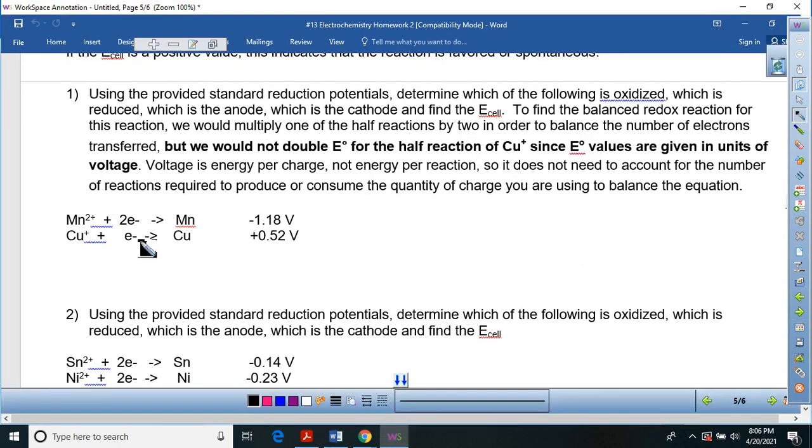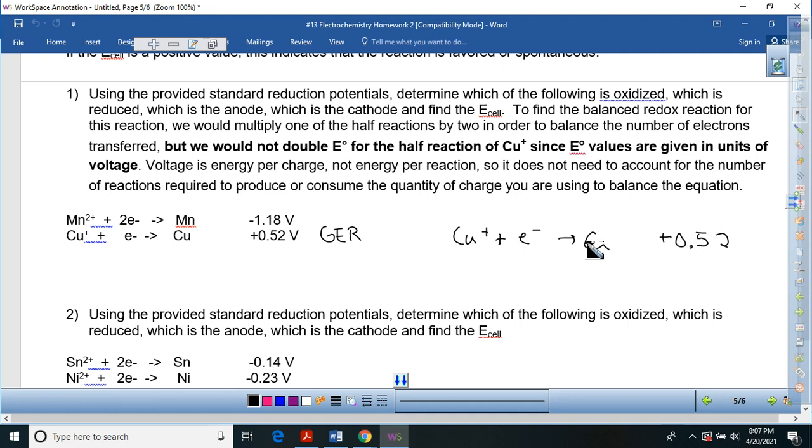Now, when I look at this, my manganese has a lower value than the copper. Because the copper has a higher value, that means it's the one that's being reduced. So this one is gaining electrons, and this is reduction, and reduction occurs at the cathode. So I'm going to leave this one alone. And I'm also going to leave the value alone.